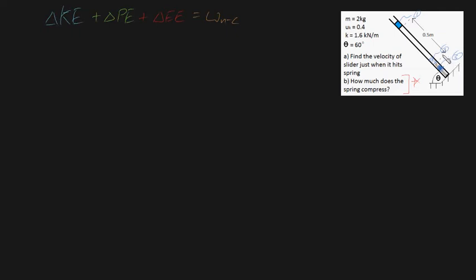Although I could have chosen states 2 and 3 if I liked, I think you'll find it's easier for 1 and 3. So when we expand this formula out, we'll be dealing with a half m times v3 squared minus v1 squared, plus mg times h3 minus h1, plus half k times x3 squared minus x1 squared, and that's going to be equal to your work done by non-conservative forces.